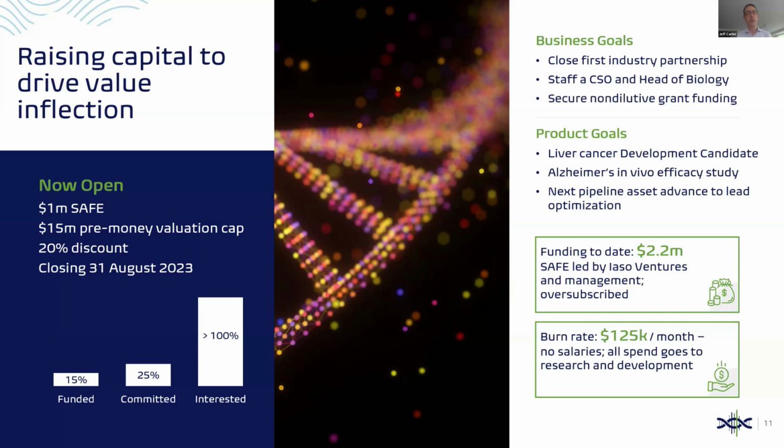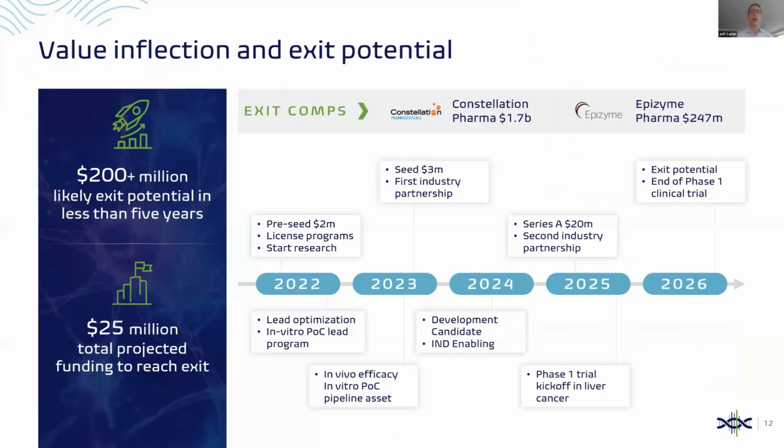In terms of business goals, we'll close that first partnership. We're going to be recruiting a CSO. We have a couple of finalist candidates already and get some grant funding. On the product side, a development candidate in liver cancer. We've got to run that efficacy study in Alzheimer's, and we've already started bringing that second pipeline asset up. You can learn a little bit more about what that is on our website. We've raised $2.2 million in SAFE funding already, and we burn, it's really about 100K per month, but I round everything up. So our burn rate is a little bit lower than what I've documented.